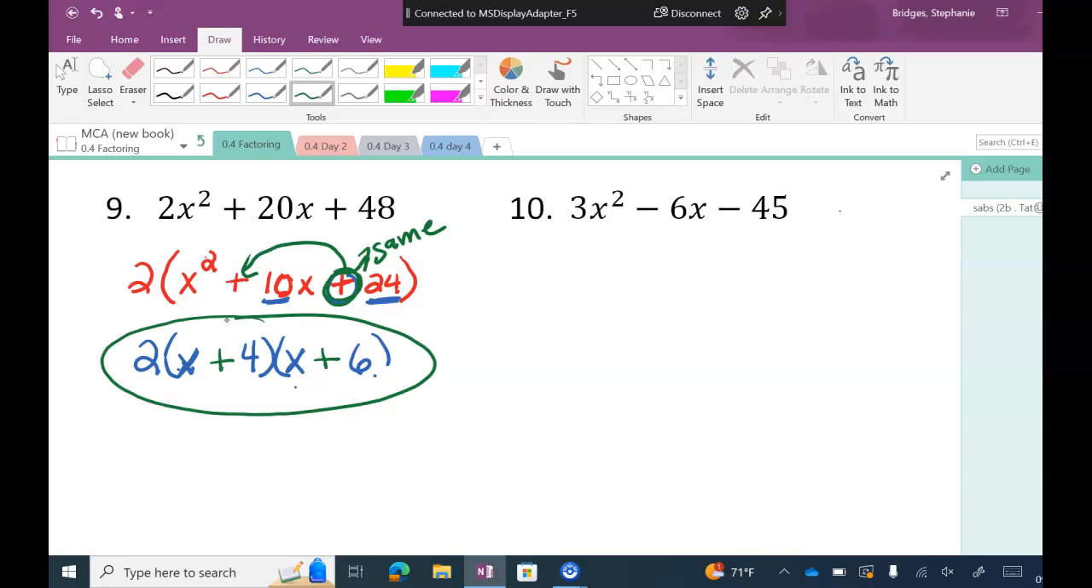Three x squared minus 6x minus 45. We're looking to see if they have anything in common. If they do, we're going to pull it out first. Just don't forget, if you pull that GCF out, it needs to go in front of the parentheses, and it cannot be lost. It has to be a part of that final answer.